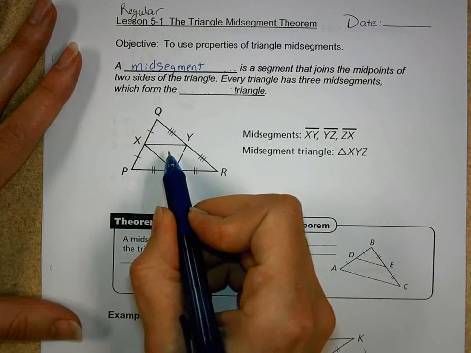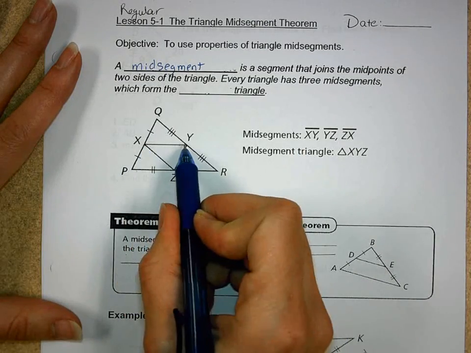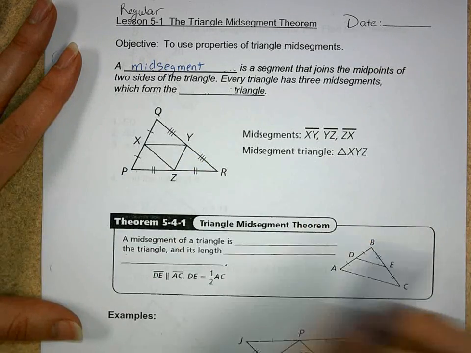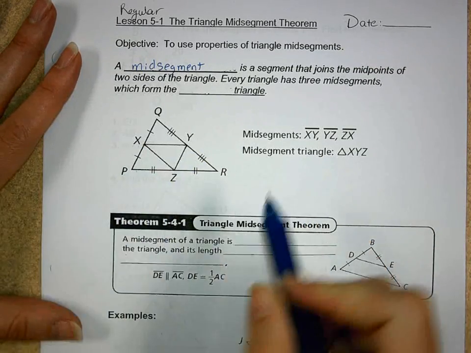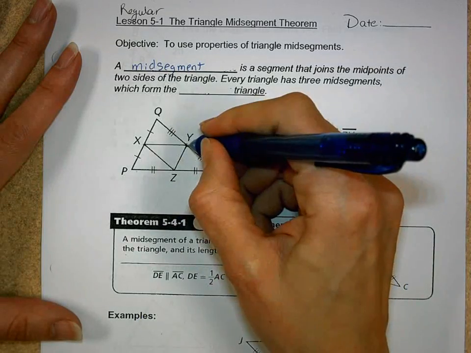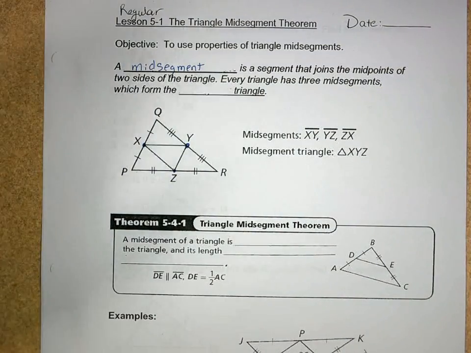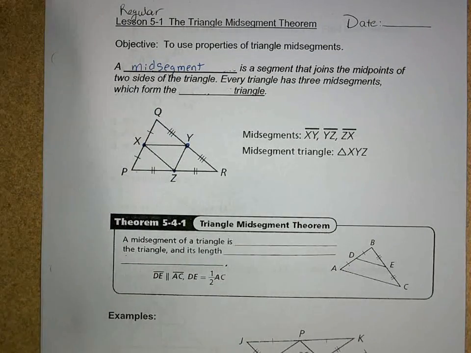For instance, down here in this diagram, segment XY is a midsegment, segment YZ is a midsegment, and segment XZ is considered a midsegment because notice every one of these points are midpoints of a side. So every triangle is going to have 3 midsegments.